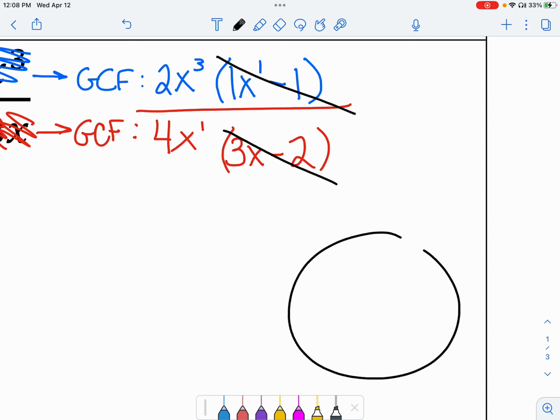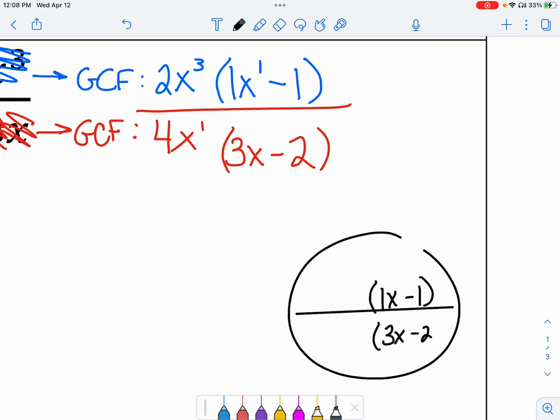So unfortunately, those don't cancel because they're different. So when I draw this fraction bar here for my rational answer, I'm going to have 1x take away 1 and 3x take away 2. Now, did you notice I didn't carry that 1 down because it's implied, okay?